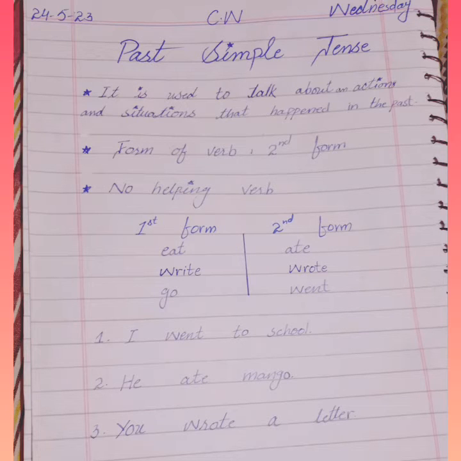Let's review our previous class work. The main important thing about past simple tense is that it describes an action or situation that happened in the past, before now. And second, the second form of the verb is only used in past simple tense. There is no helping verb.